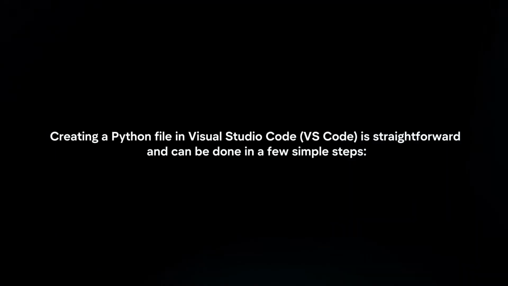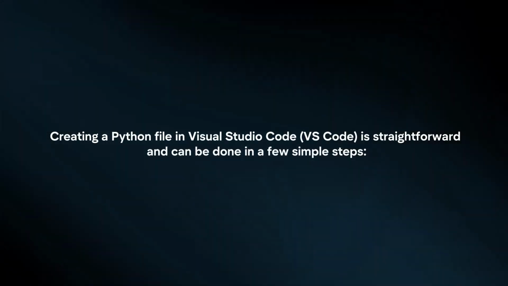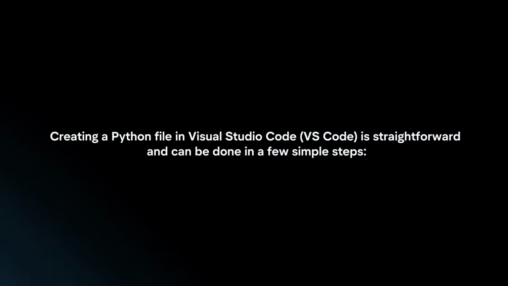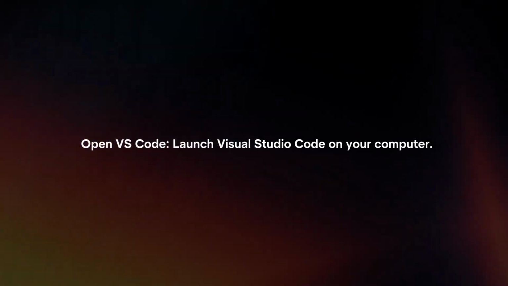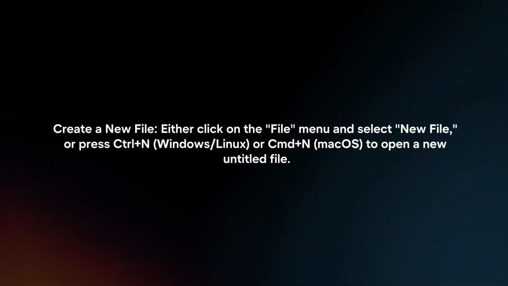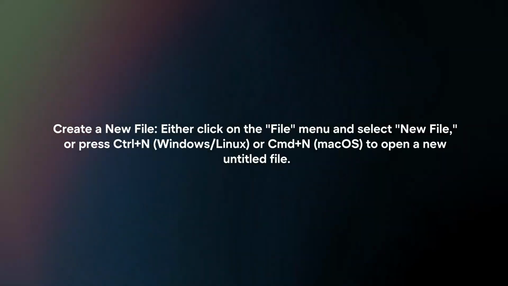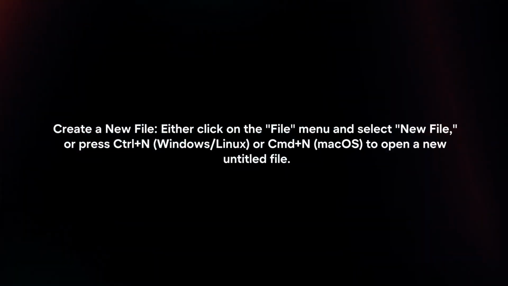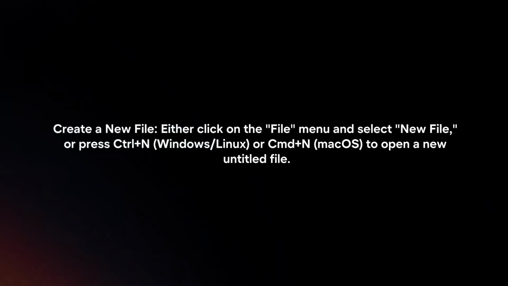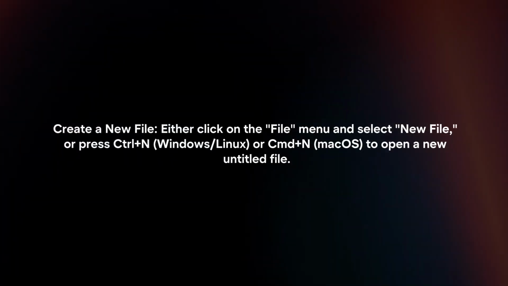Creating a Python file in Visual Studio Code is straightforward and can be done in a few simple steps. Open VS Code. Launch Visual Studio Code on your computer. Create a new file. Either click on the File menu and select New File, or press Ctrl+N or Command+N to open a new untitled file.